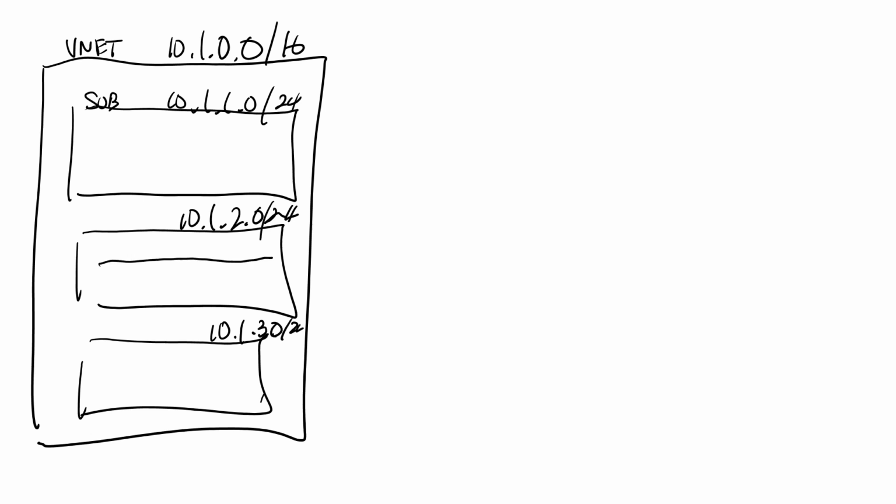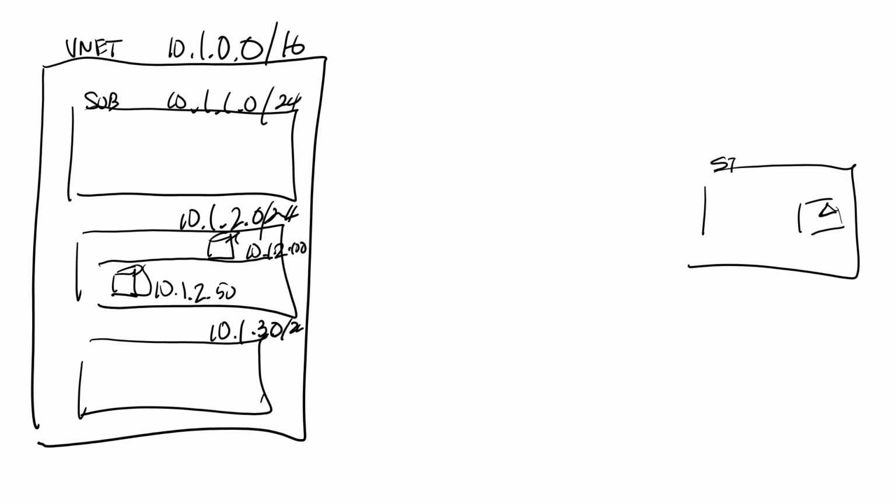I've got, in this subnet, a series of resources, could be virtual machines, 10.1.2.50. I've got another virtual machine, 10.1.2.100. They need to gain access to some file someplace in a storage account. That storage account might be in, let's say, West US 2, which is one of our regions.